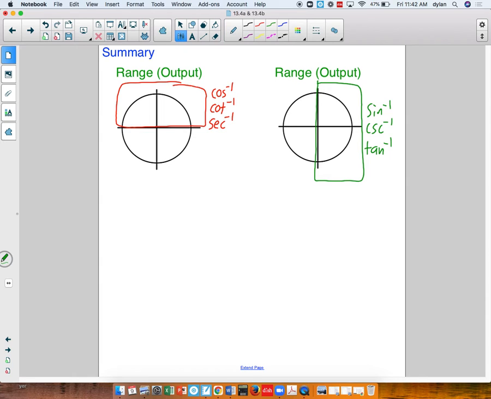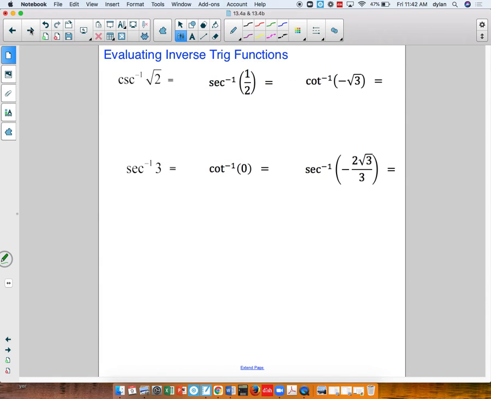So let's try a few of these and see if we can start to kind of wrap our heads around how this is going to work. These ones are a little bit trickier because you really have to think about them backwards and think about the reciprocal nature of them.